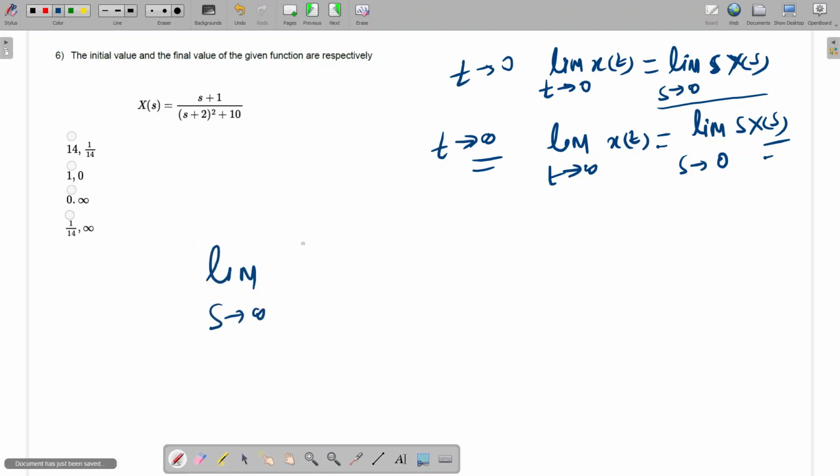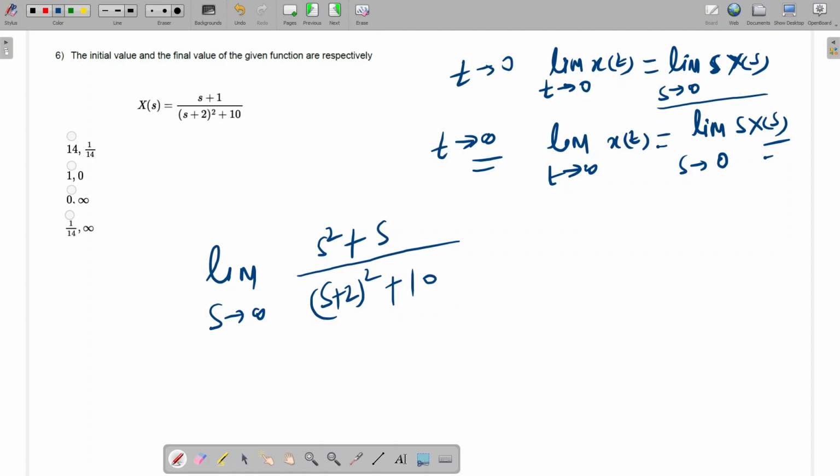Okay. So this one I am going to apply. s into X(s) will be (s square + s) divided by ((s + 2) whole square + 10). So L'Hospital rule we can apply here. This is infinity by infinity. So that will be (2s + 1) divided by 2 into (s + 2). Again it will be 2s + 4. So here it will be 2 and here also 2. So 2 by 2 it will be 1. This is the initial value.